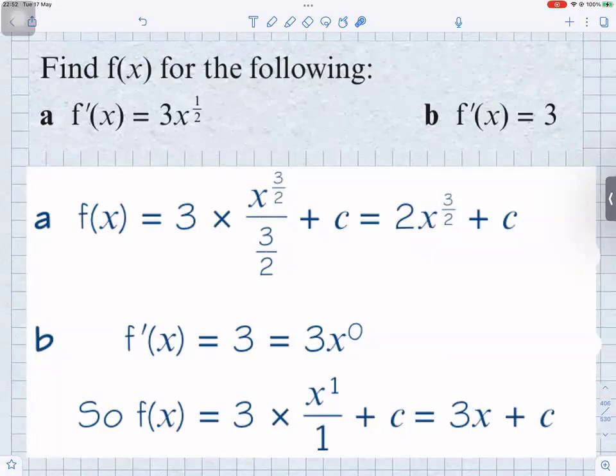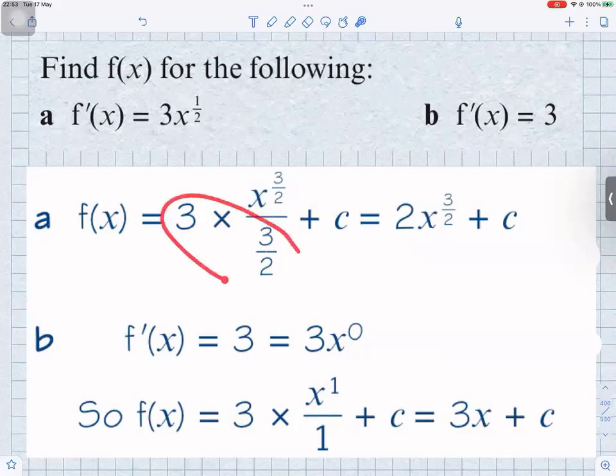Find f of x for the following. It's like finding y for the following. F dash of x is the same as dy over dx, and you want to find y or f of x. 3x to the power half. To integrate, you add 1 to the power. Half plus 1 gives you 1.5, which is 3 over 2. And you divide by 3 over 2. And you have the 3 there. So it's 3 times x to the 3 over 2 divided by 3 over 2, plus the constant of integration.